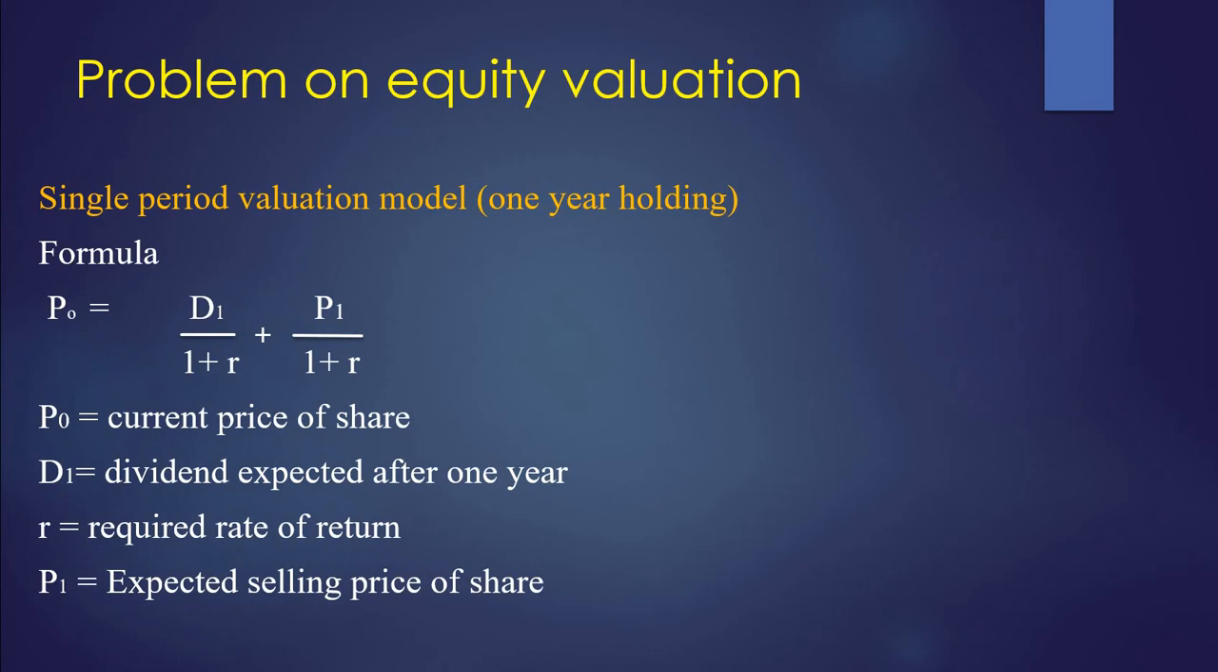To calculate the single period valuation model, the formula is P naught is equal to D1 divided by 1 plus R plus P1 divided by 1 plus R. What is P naught? Current price of the share. D1 is the dividend expected after 1 year. R is the required rate of return, and P1 is the expected selling price of the share. With the help of these four in combination, we are going to calculate the current price or intrinsic value of the share.